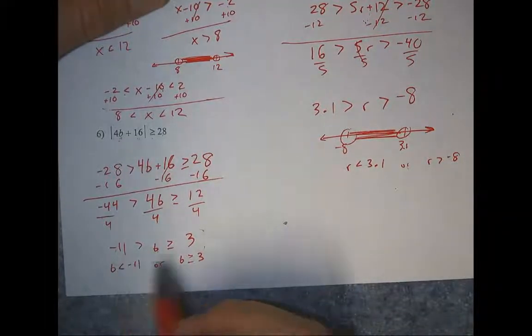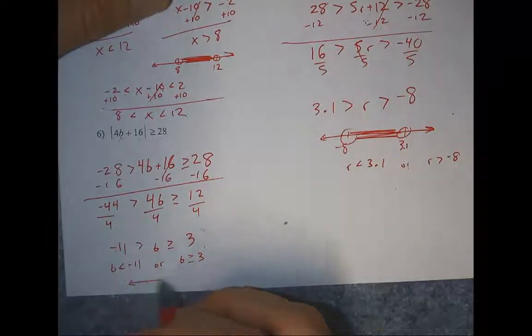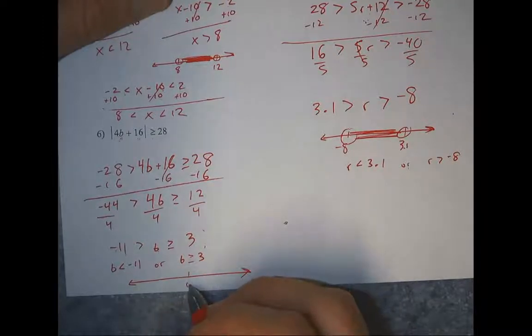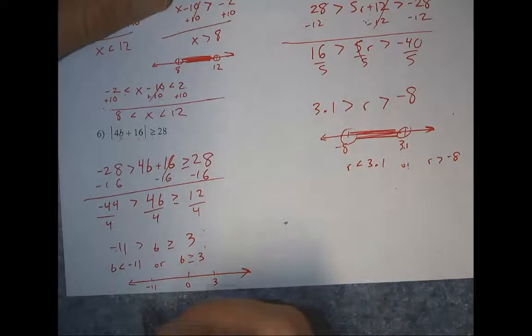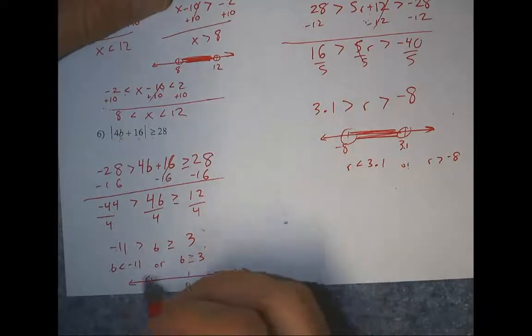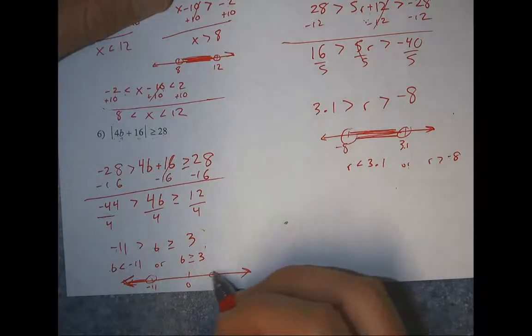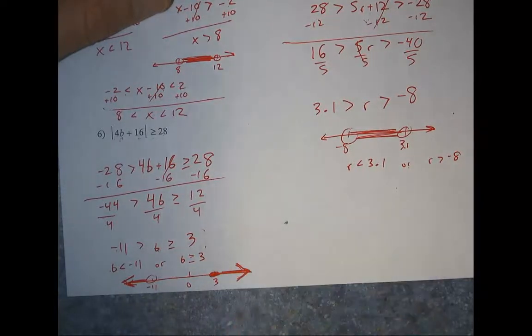Okay, so now to put this on the graph, here is 0, here's negative 11, and here's positive 3. So less than negative 11 goes like this, and then greater than or equal to 3 goes like this.